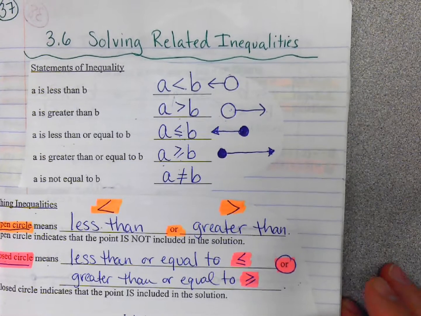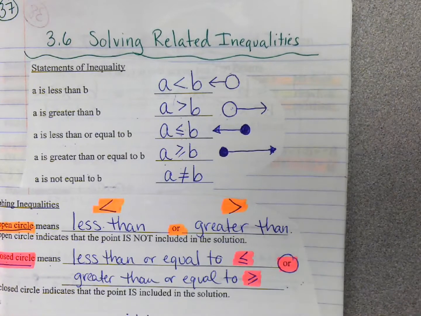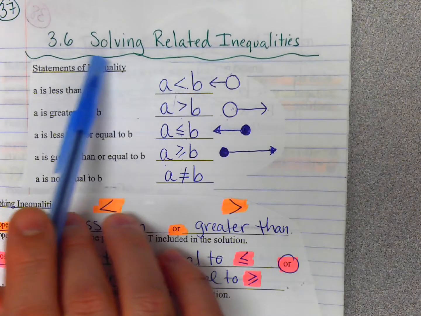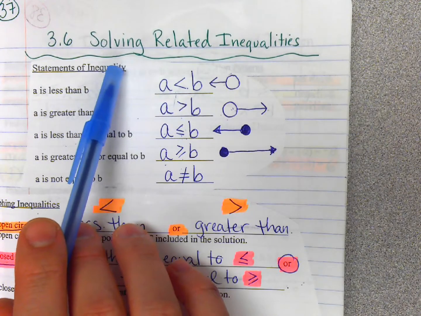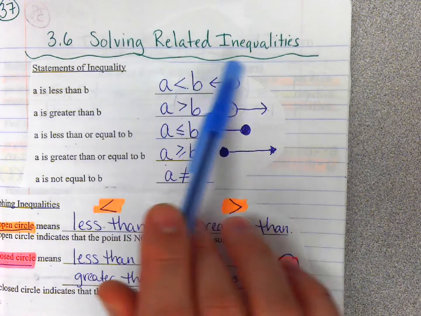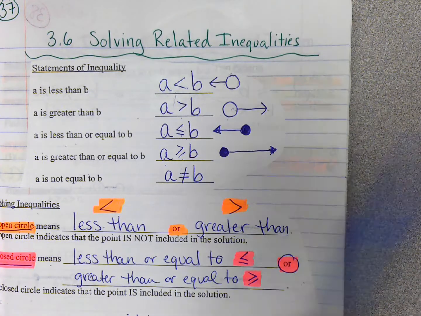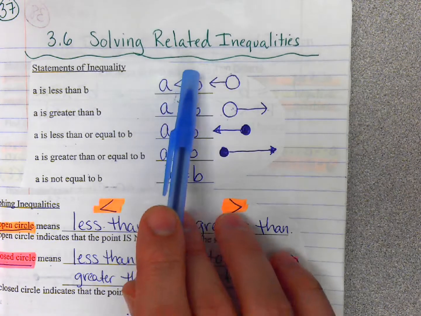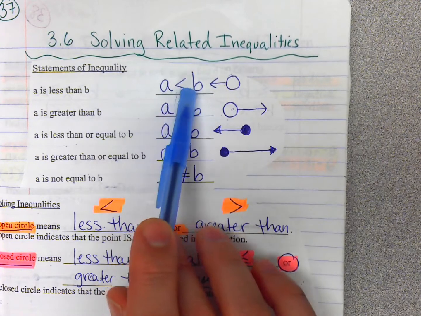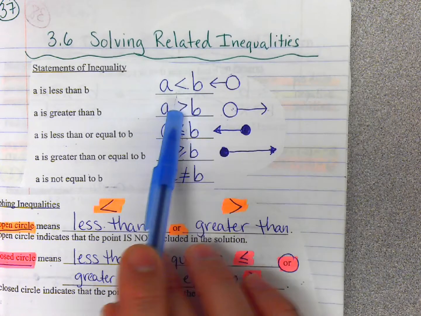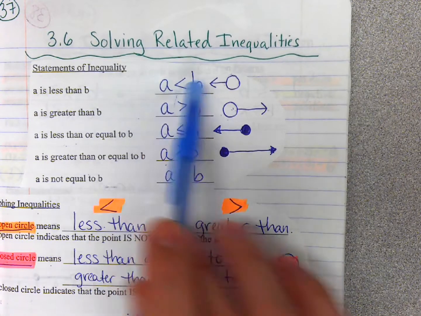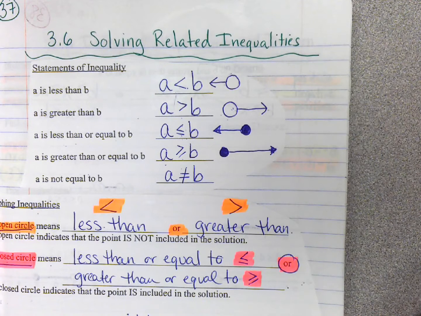So we're back to taking notes again. We're moving on to 3.6, and we're going to be looking at solving related inequalities. All right, so inequalities are when we have that gator mouth, that Pac-Man mouth. You see these little greater than symbols right here, greater than, and then this top one, less than, or greater than and equal to. So the little gator mouths, that's an inequality.